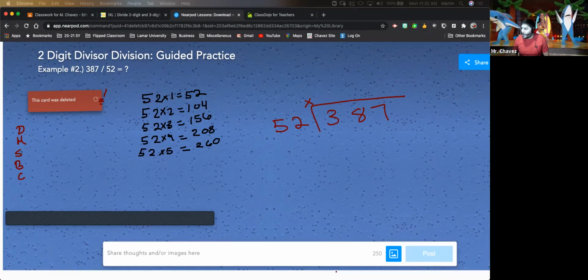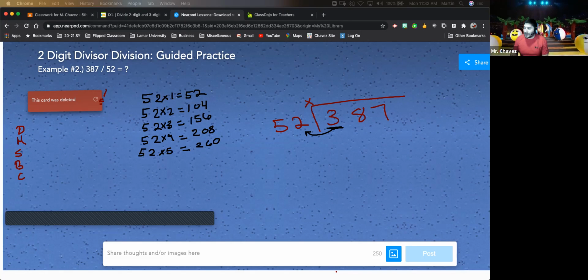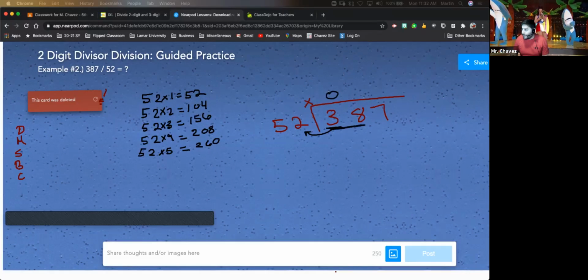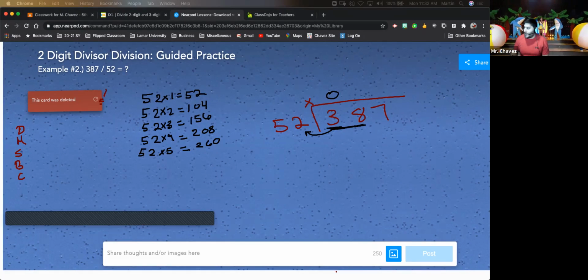So now we're gonna do this. 3 divided by 52. I can't do that. You know why? Because 3 is smaller than 52. So I put a 0 on the top and then I slide down. Now I'm looking at 38 divided by 52. I still can't do it, because 38 is smaller than 52. So we put a 0.